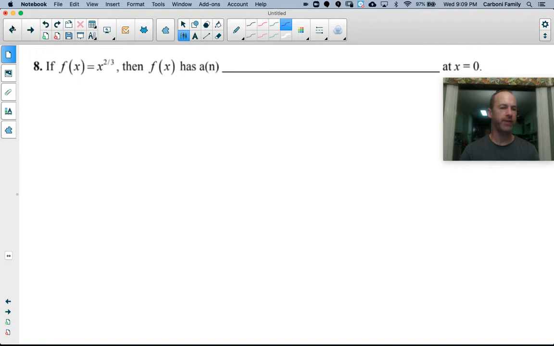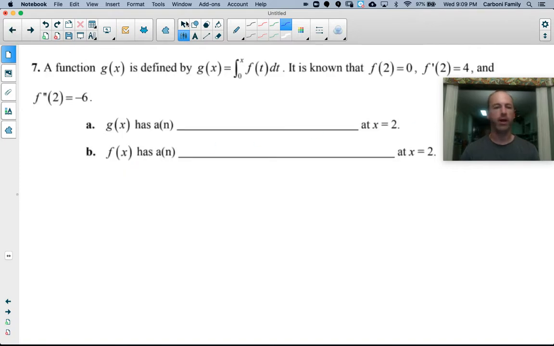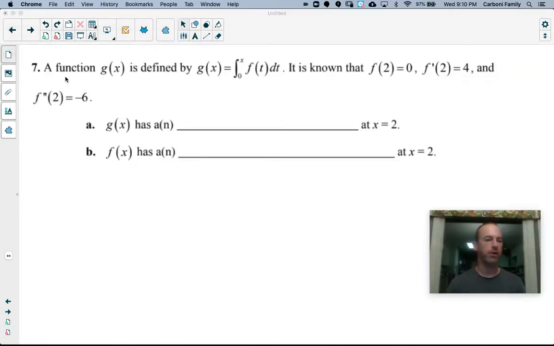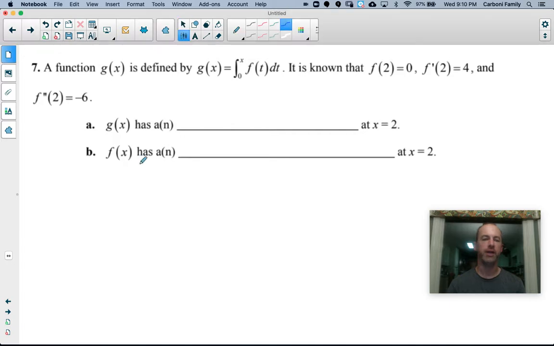I think 7's the last. Nope, there's an 8 also. All right. So we have 7 here. So we have this function g is defined here. It is known that f prime of 2 is 4, f double prime of 2 is 6. And the question, we have one about g and one about f.